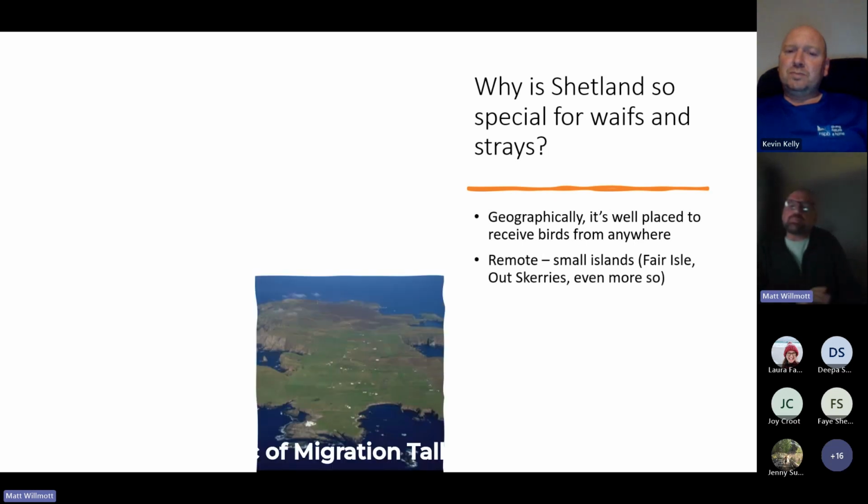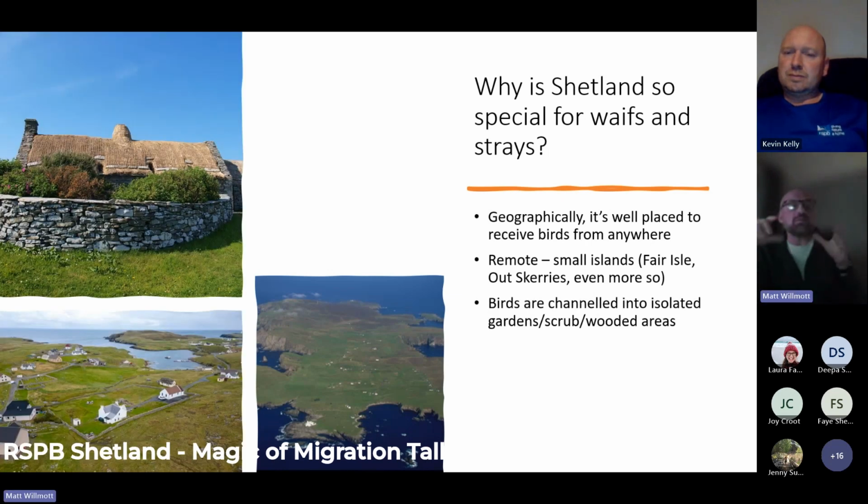And I think it's worth saying as well, some of the smaller islands, so Out Skerries is a particular favourite of mine, Fair Isle, Foula, and so on, are even more isolated, and they'll provide somewhere, if a bird's high up flying over off course, they can land on those places because they're geographically isolated. And within those areas, birds are channeled in further still. So the geography, the layout of the crofts in Shetland are such that they're quite fragmented in many parts of the islands, and you get these small gardens where birds will funnel into or channel into.